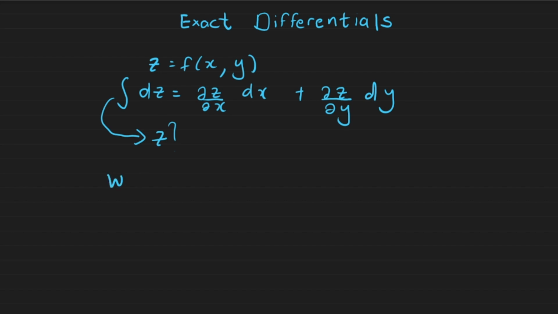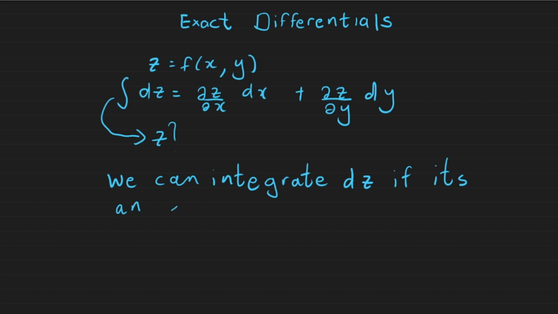So let's just write that down as a point. We can integrate dz if it's an exact differential. So this is an important point. What we're going to do next is recognize how we are able to see if a function is an exact differential.